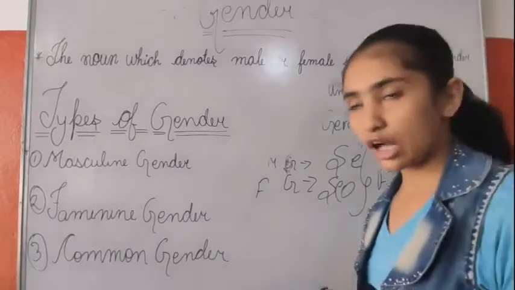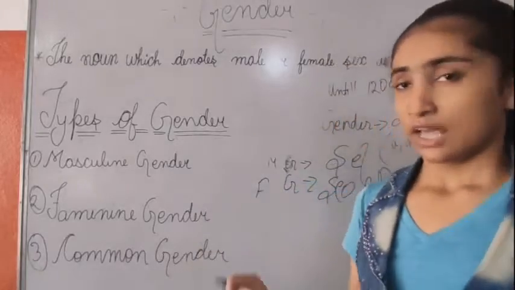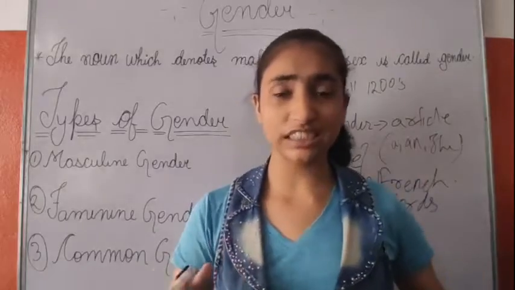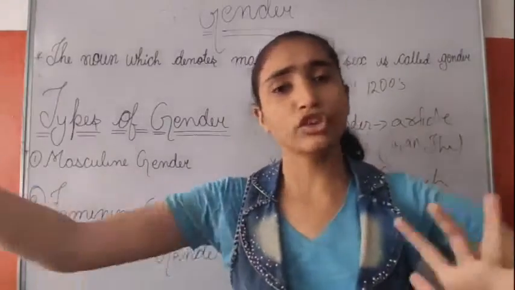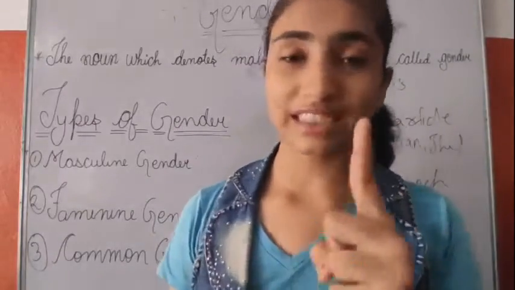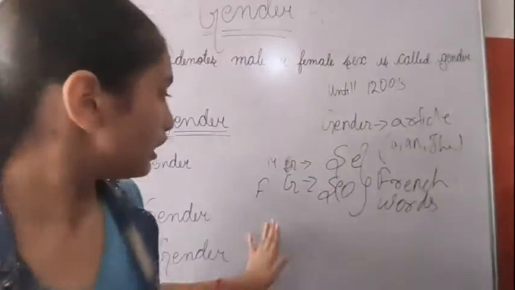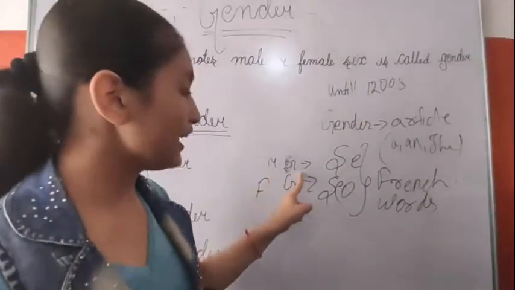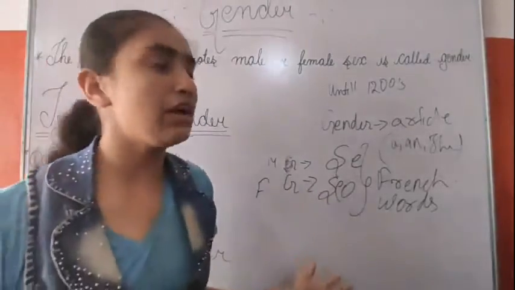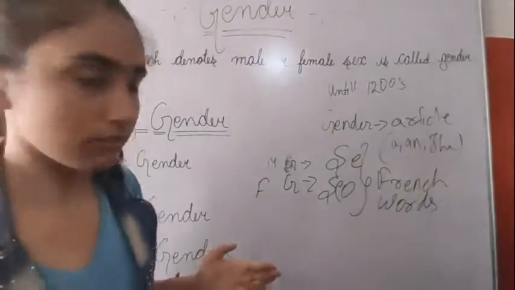As I have told you, gender has been derived from the Anglo-Norman French word genere. The Latin word genus was derived later on. But first, the French word is the first one from which gender has been derived. Now, masculine gender se and feminine gender seo. So they used se and seo as articles.